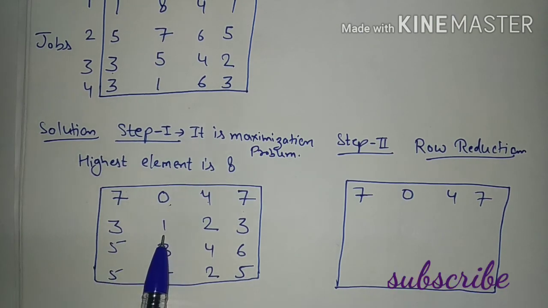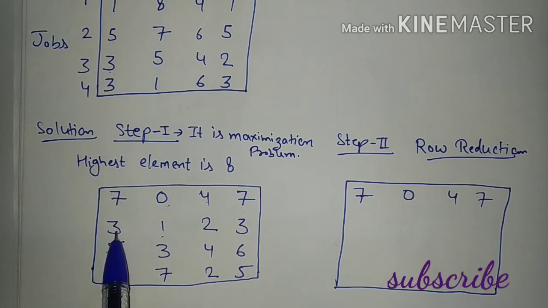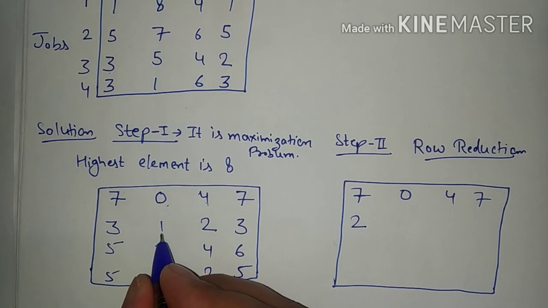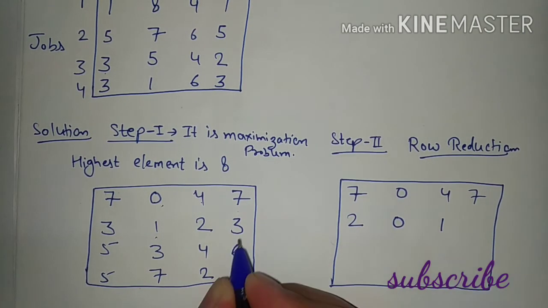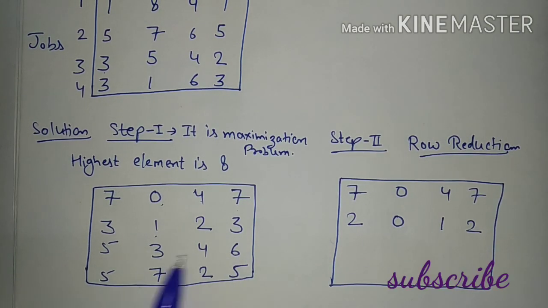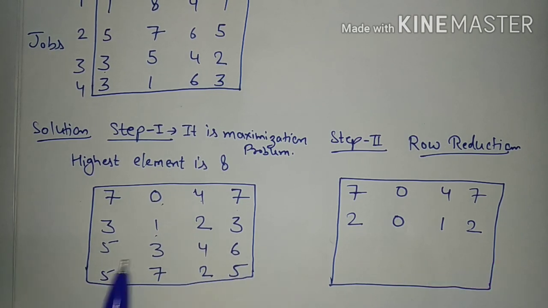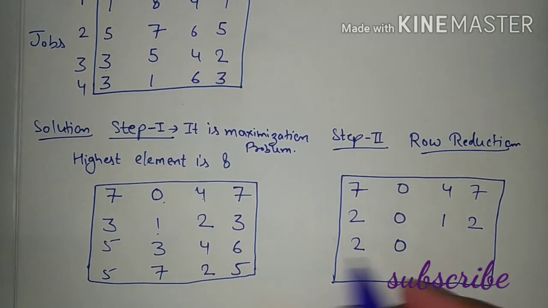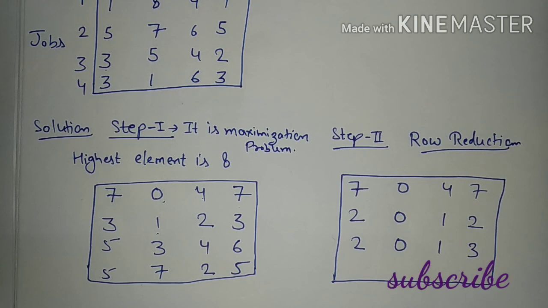In row 2, the minimum element is 1, so let us subtract 1 from each element of row 2. 3 minus 1 equals 2, 1 minus 1 equals 0, 2 minus 1 equals 1 and 3 minus 1 equals 2. In row 3, the minimum element is 3, so let us subtract 3 from each element of row 3. 5 minus 3 equals 2, 3 minus 3 equals 0, 4 minus 3 equals 1 and 6 minus 3 equals 3.